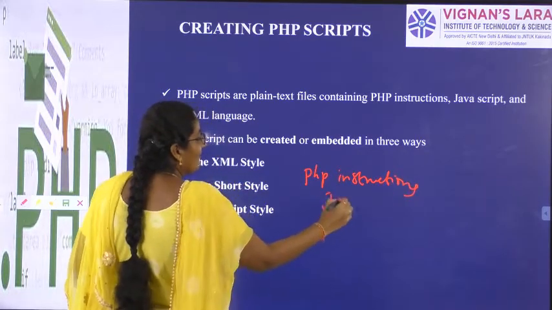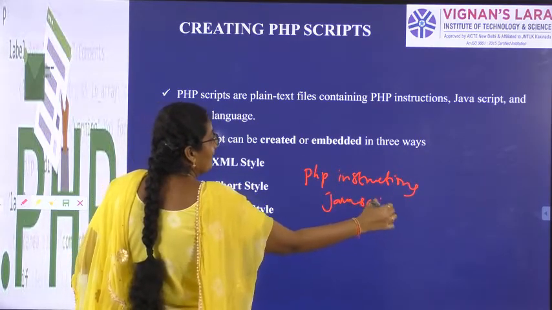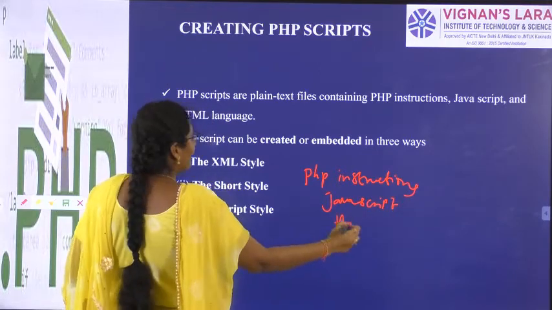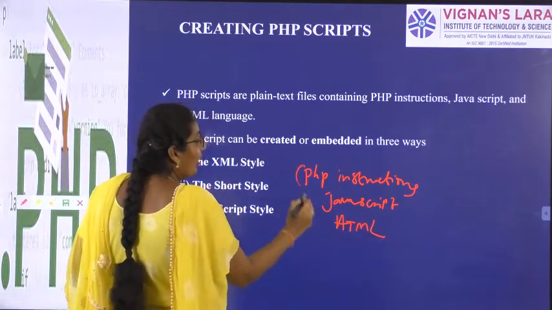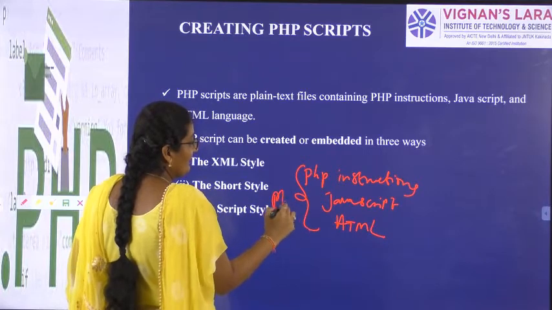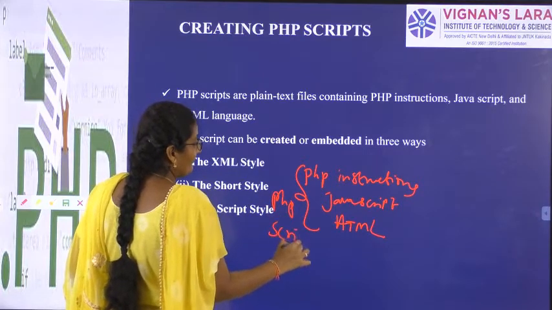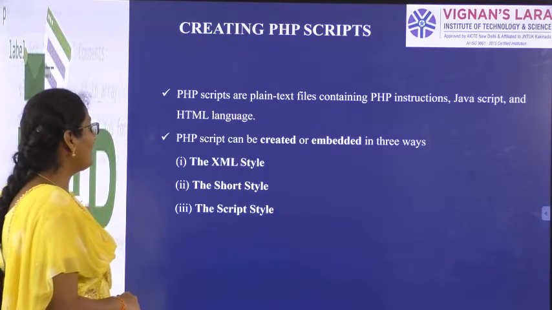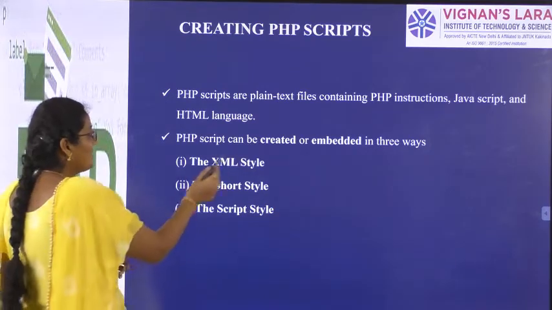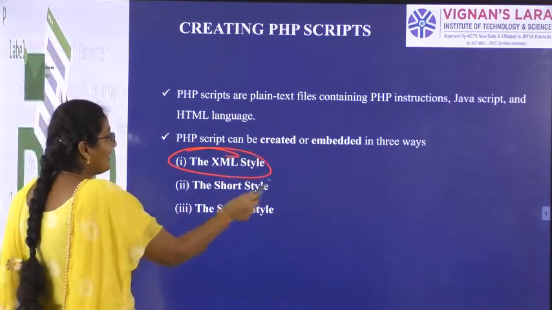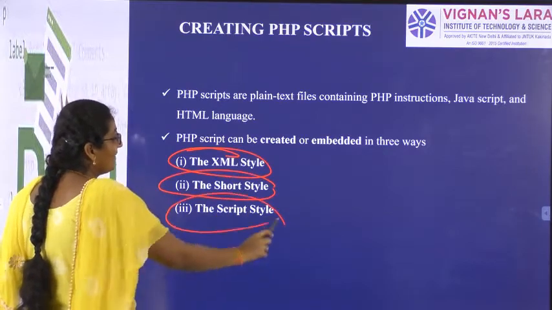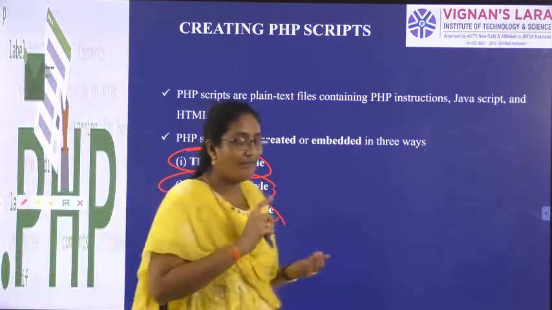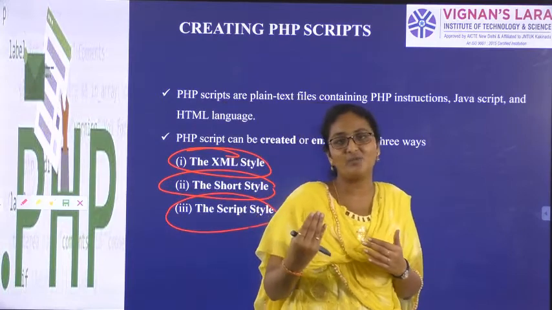I must have JavaScript, and I must have HTML language also. All these three together are called a PHP script. The second point: a PHP script can be created in three ways. First one in XML style, second in short style, third one script style. So first of all, the introduction to PHP is completed.